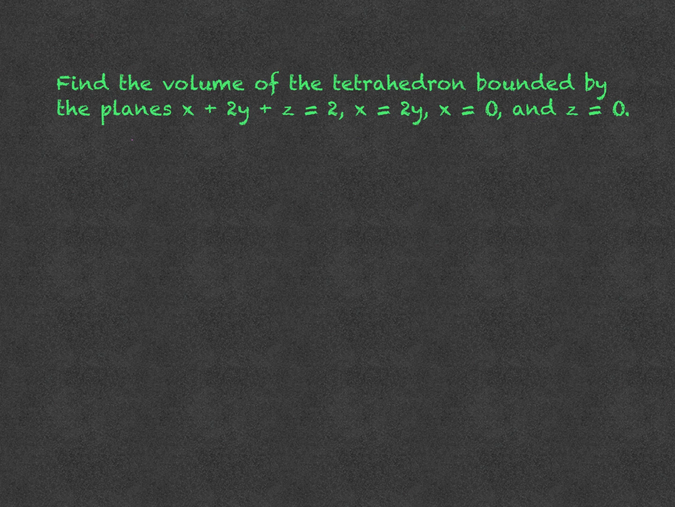And this one says, find the volume of the tetrahedron bounded by the planes x plus 2y plus z equals 2, x equals 2y, x equals 0, and z equals 0. Because there's so much going on, it's best to start off with the three-dimensional figure. So let's start with it, and here we have our XYZ plane.